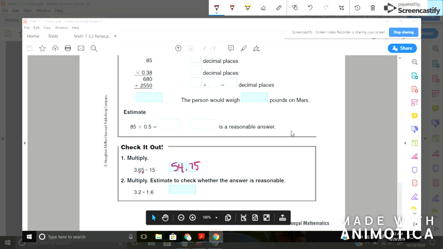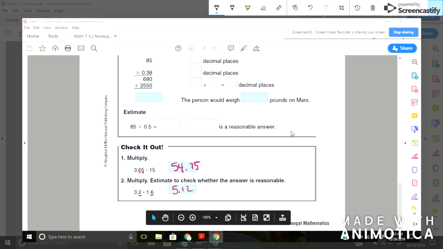And then the last one, if I round this to 3 and round this to 2, 3 times 2 is 6. So hopefully your answer is close to 6. And I have 1, 2. Should have 2 numbers behind the decimal in your final answer. Should get 5.12 or 5 12/100ths for your final answer there. All right. Again, let me know if you need help on either of the check-it-out problems.